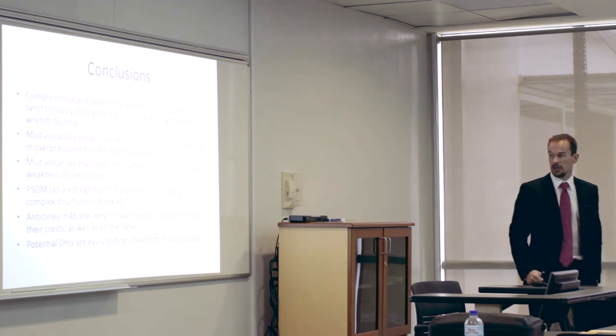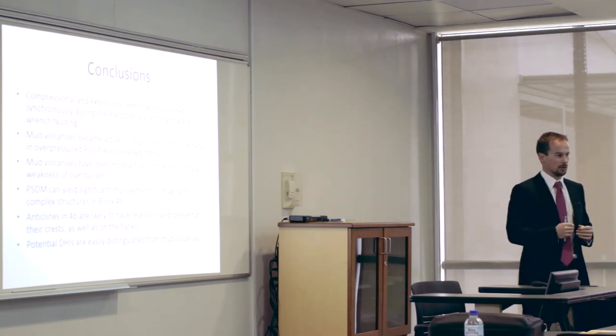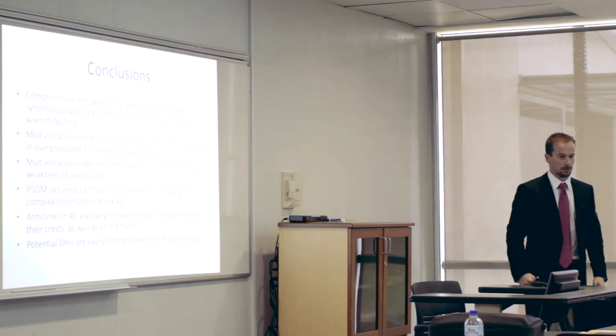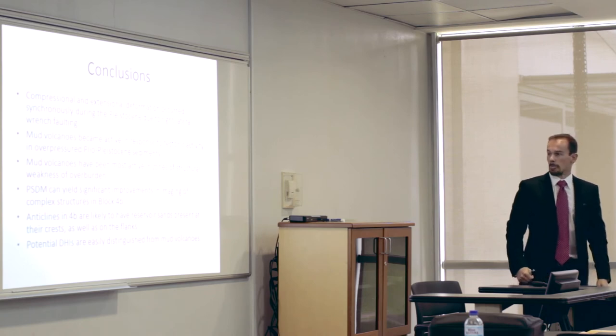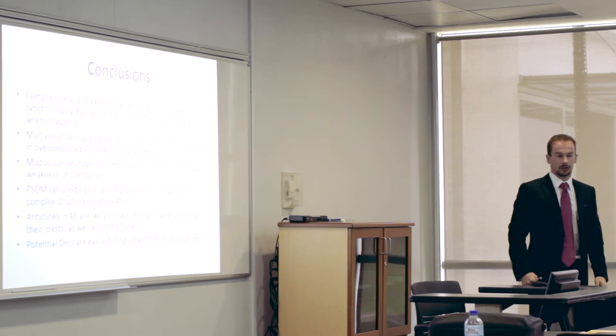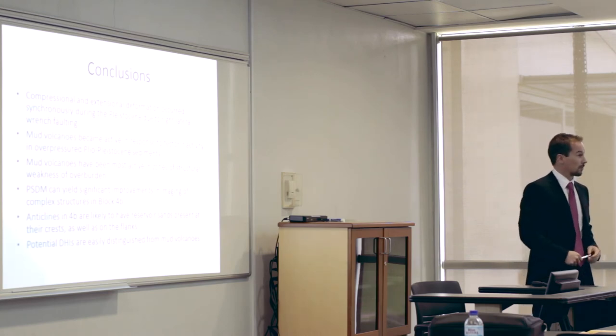Anticlines in 4B are likely to have reservoir sands present at the crests as well as on the flanks. That's an important thing to bear in mind, that PSDM supports a continuous succession over the structure. And then potential DHIs are actually quite easily distinguished from mud volcanoes. So, thank you very much.